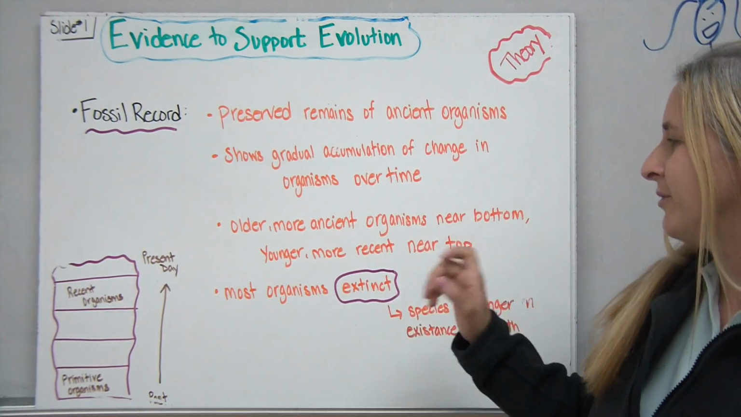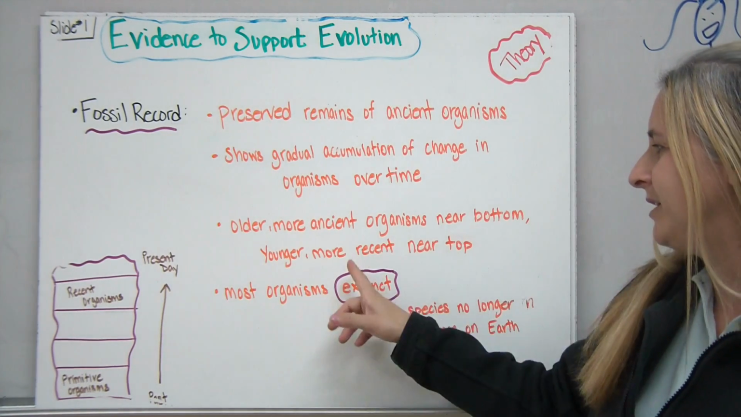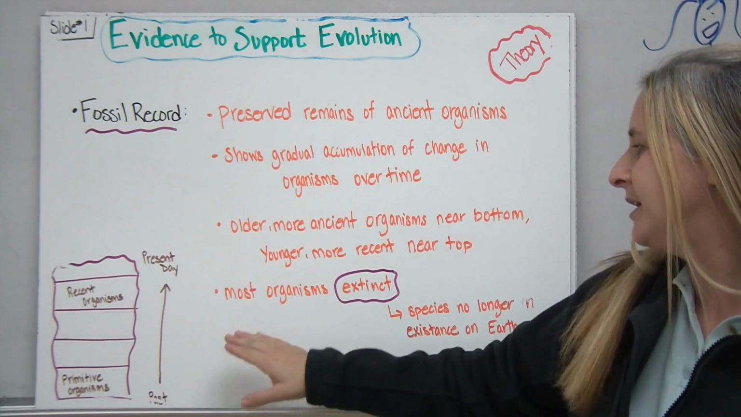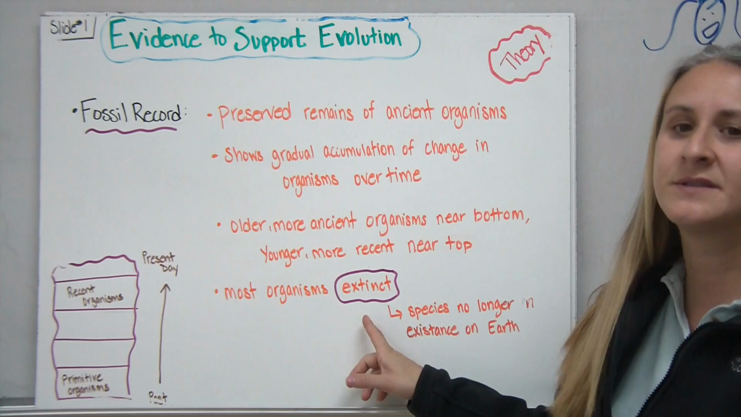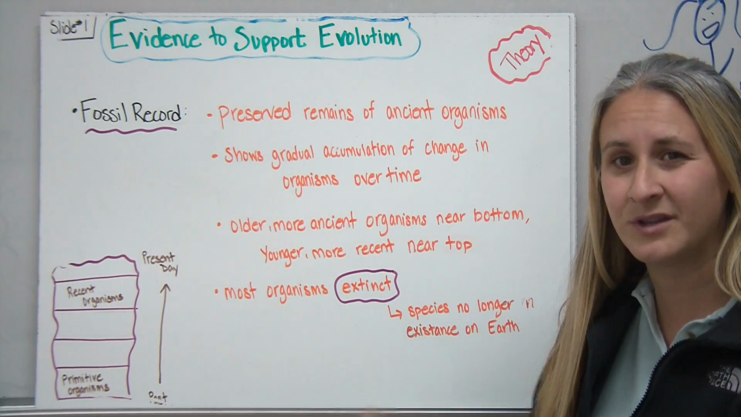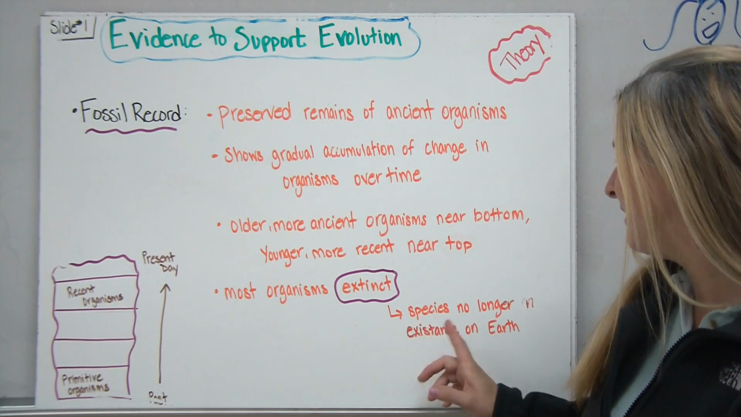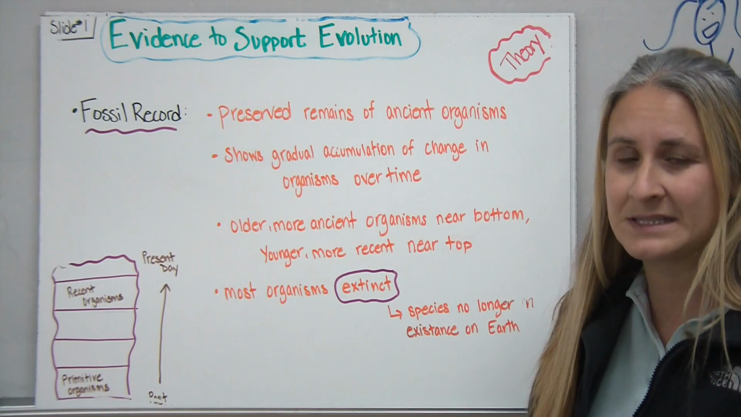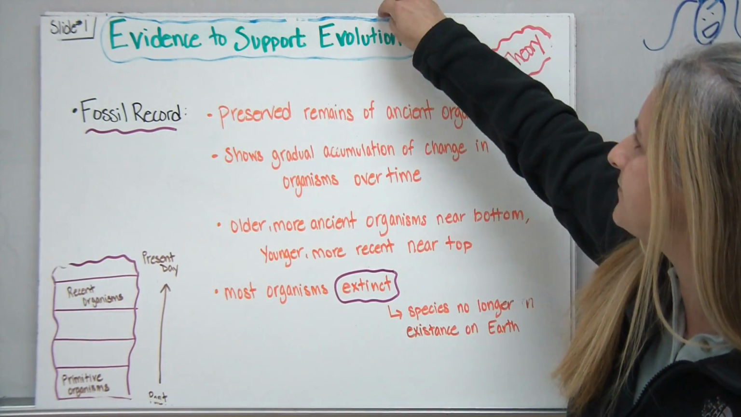The older, more ancient organisms, as I said, were near the bottom. The younger, more recent ones are near the top. Most of the organisms tend to be extinct, especially the ones in the bottom layers. Those are the ones that are no longer in existence on Earth at all.